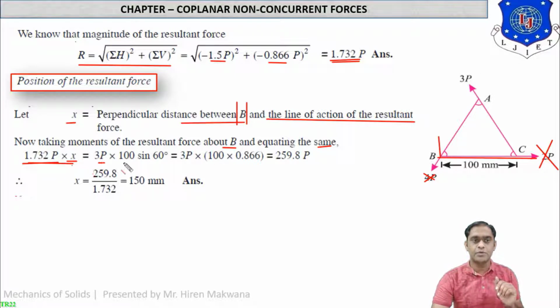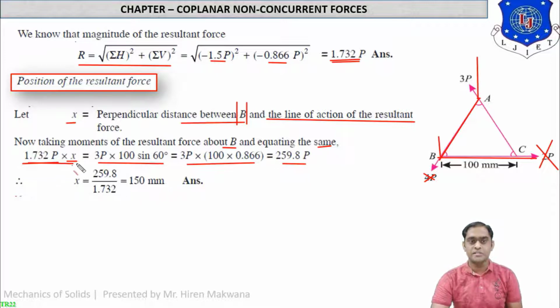So 3p into 100 sine 60 is the perpendicular distance. Actually what happens? 100 is the distance and the component in the vertical direction is 3p sine 60. So the moment will be 3p into 100 sine 60. By replacing the values, you will get the answer of 259.8p.